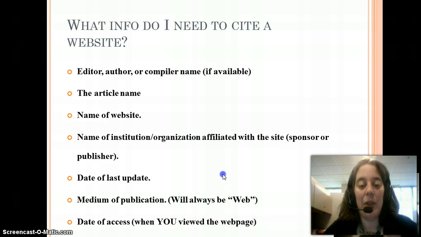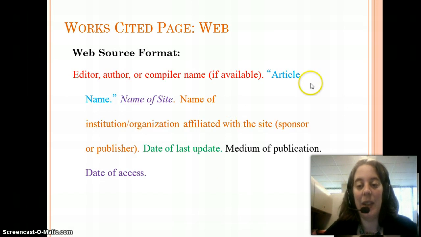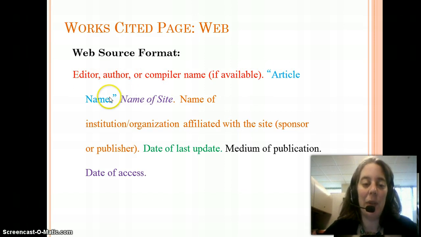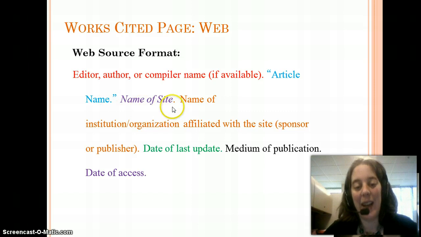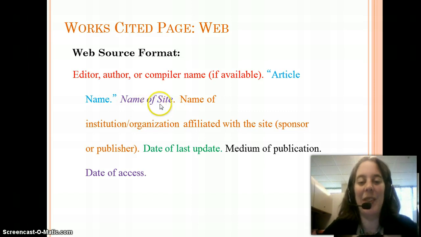I'm going to show you what this looks like in MLA format. So it's the same information I asked you, and I color-coded it. But they're going to put it in a specific order, and then they might put quotes around some things or put some things in italics. So they're a little bit picky, but it also helps you kind of identify what pieces are what.